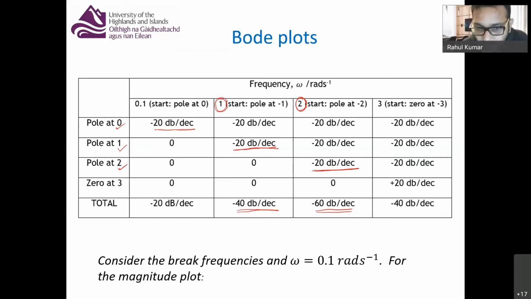And then you have a zero at 3. Zeros increase the slope, so they will increase the slope by plus 20. Previously we had a slope of minus 60, and if you increase the slope by 20, finally you will have a slope of minus 40 dB per decade. So like that we change the slope of the line. Okay, so let's see the actual plot.